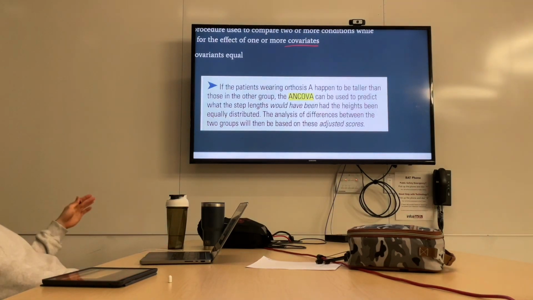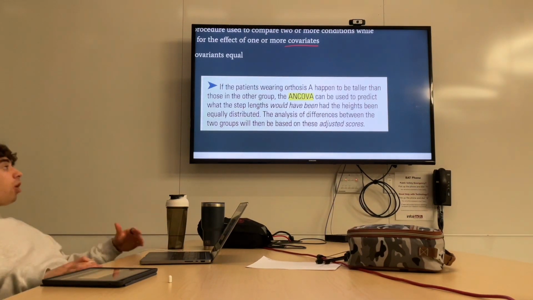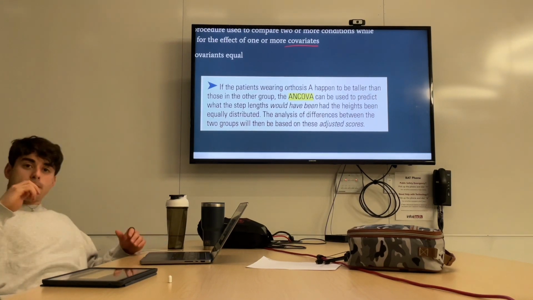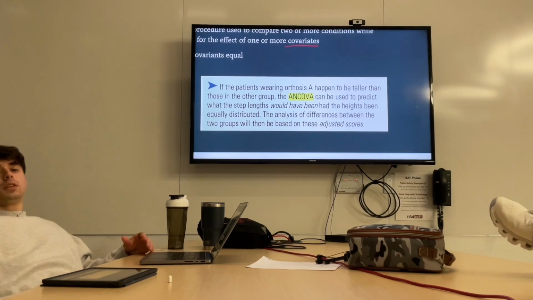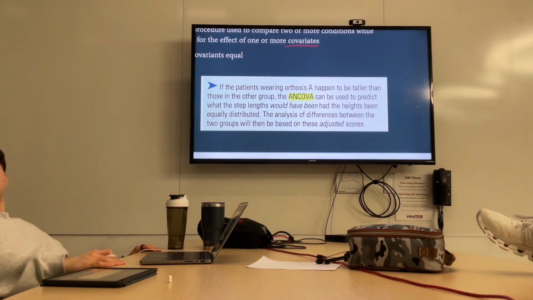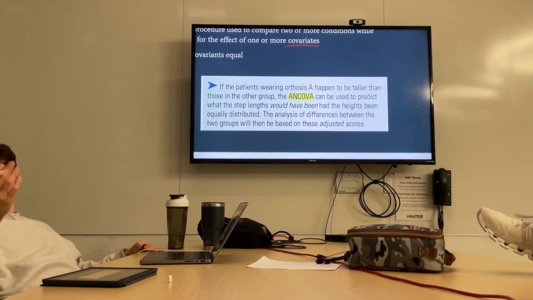If the patients are wearing orthosis A, and they happen to be taller, that's a confounding factor. It's taking into account, like if you're doing a hypertrophy program or a strength program, and you're analyzing women versus men and how much they can add to their bench press. Take into effect that one group's women and one group's men. Men are probably going to build more mass than women, so you adjust for that.